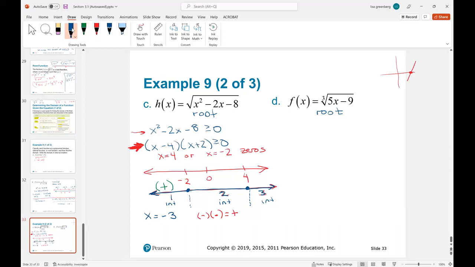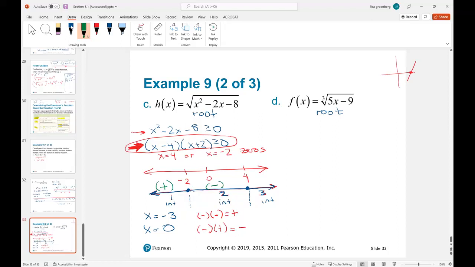Next, I want to plug in some number between -2 and 4 in this second interval. So I'm just going to pick x equals 0 because 0 is always the easiest. If I plug 0 into this equation right here, I get -4, which is negative, and then I get +2, so that's a positive. Negative times a positive is a negative, which makes my second interval negative, because 0 is in my second interval.